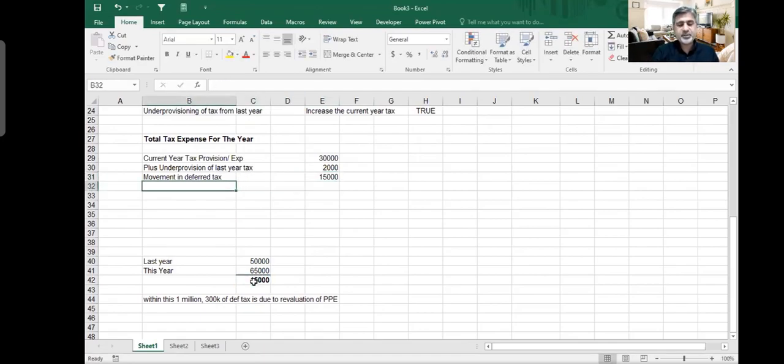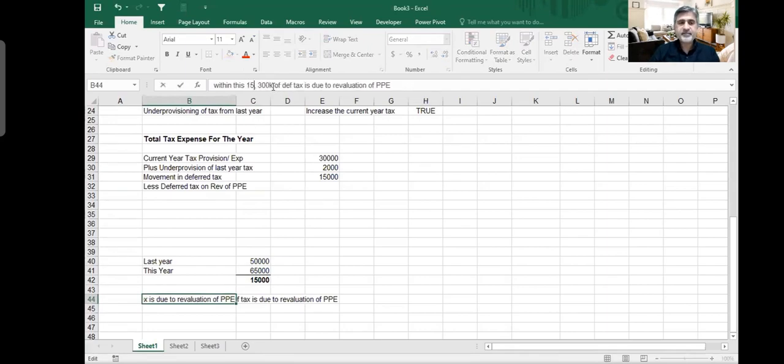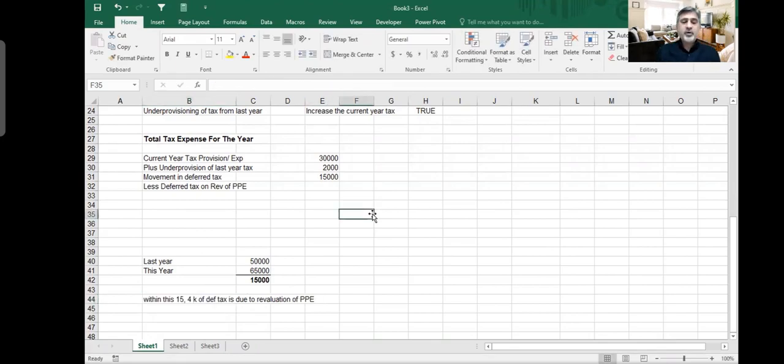But you should pay attention: less deferred tax on revaluation of PPE. In some questions in your ACCF 7, you would see they create a special situation: this year's deferred tax is 65K, and within that 15K increase, 4K of deferred tax is due to PPE. So whatever difference you see in deferred tax, this 15K, it has increased. Within that 15K increase, 4,000 is due to PPE.